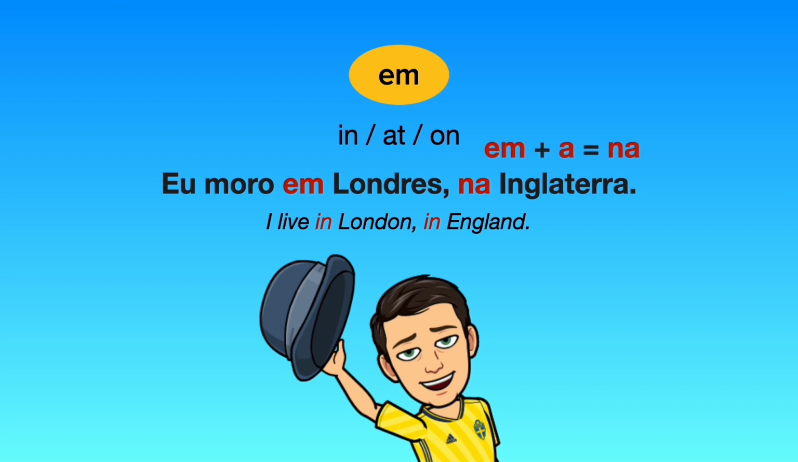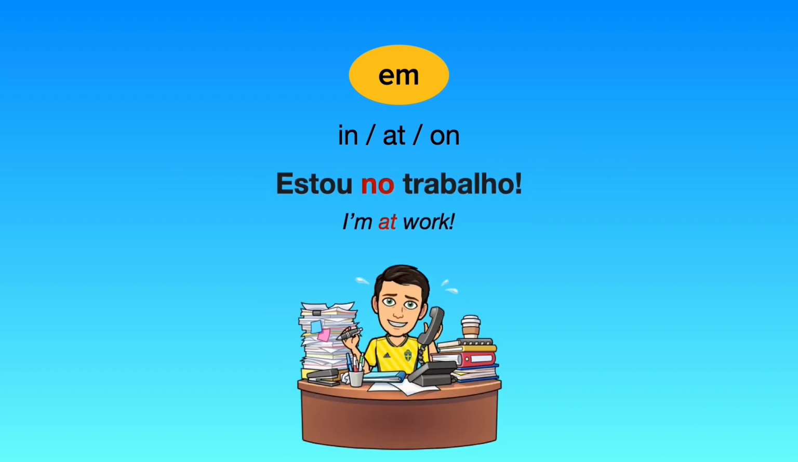Here the preposition em is contracted with the feminine definite article a, literally translating as in the England, na Inglaterra, because a general rule is that countries take the definite article. We will see more about the contractions a bit later on in the video. Another example. Estou no trabalho. Here the preposition em is contracted with the masculine definite article o, forming no.